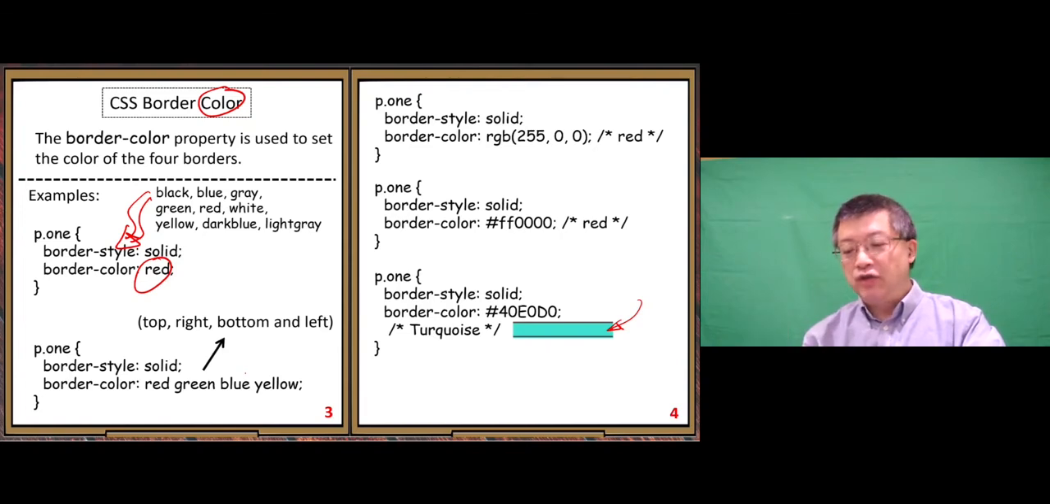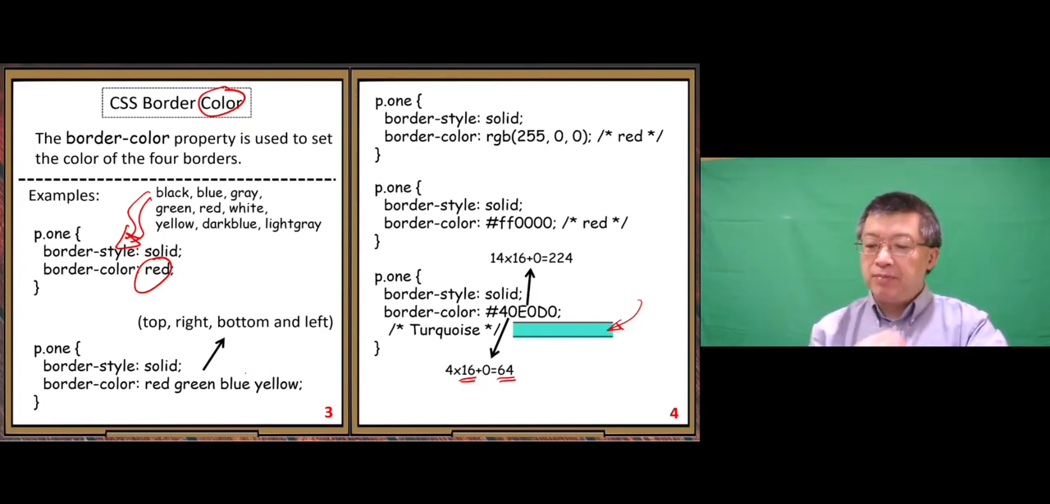40 digits. 40. We use the hexadecimal. So 4, we need to multiply 16. Then plus that single digit 0. So we get 64. So the first component value is 64. Okay. All right. The second component value, E corresponds to 14.